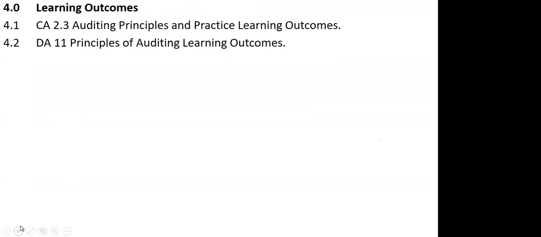Now, the learning outcomes are very important for candidates to be aware of. What are these learning outcomes? It's what you are expected to be able to demonstrate that you understand after studying this paper and after passing this particular exam. So we'll look at the learning outcomes for both papers quickly, CA2.3 and DA11.